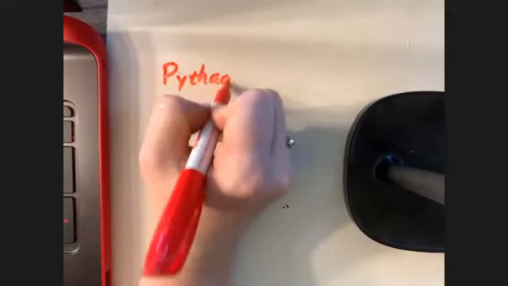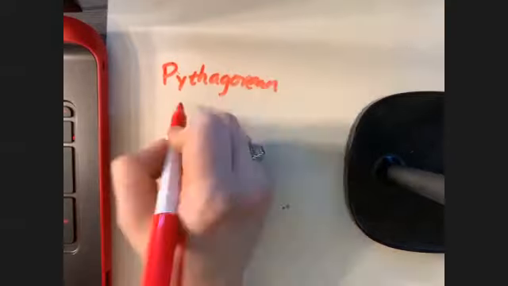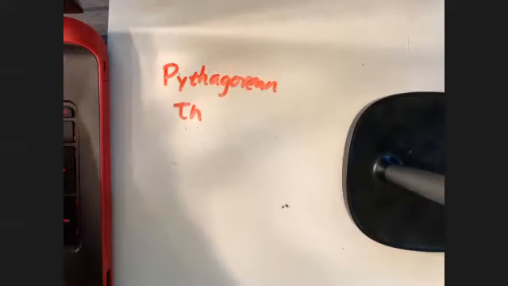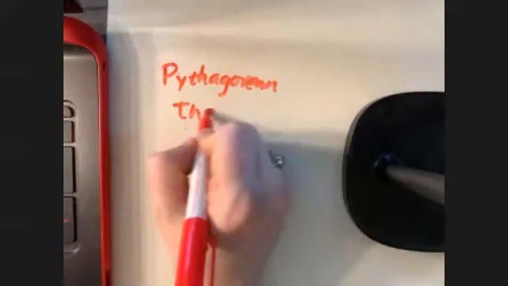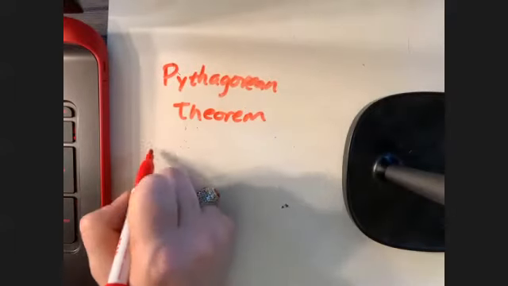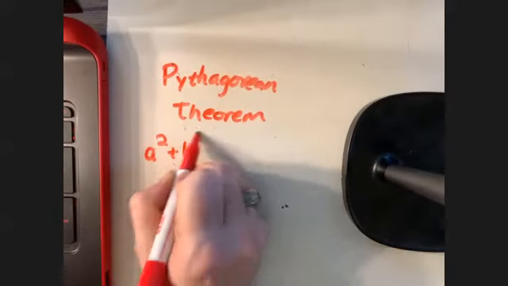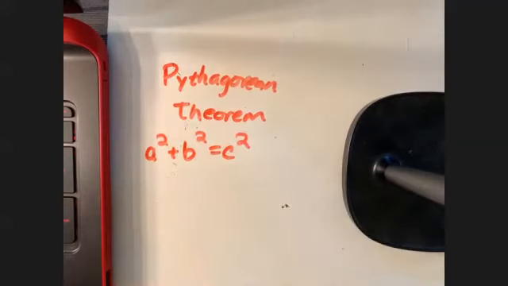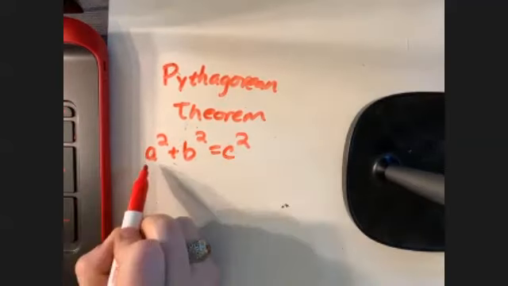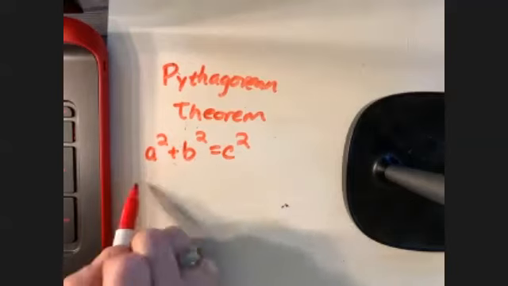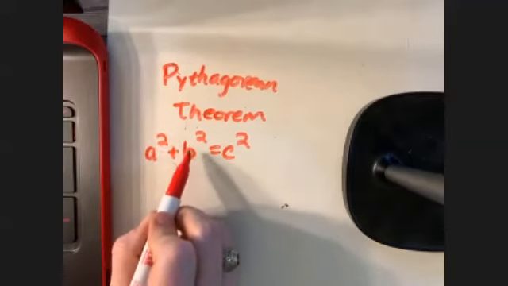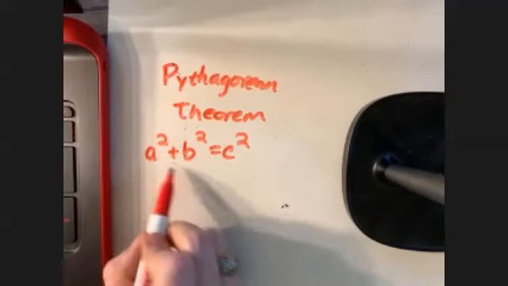Now, the only other thing that is on this grouping of stuff is your Pythagorean theorem. Okay, so that is a squared plus b squared equals c squared. Now if they give you a and b, you're going to plug in a and square it. You're going to plug in b and square it, add those together, and then take a square root.